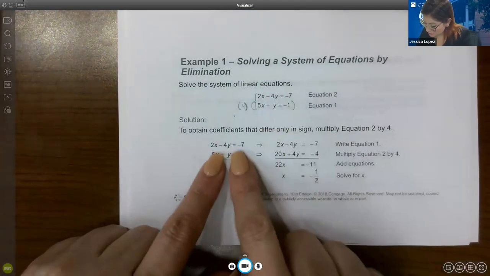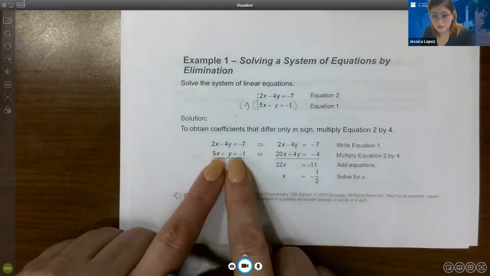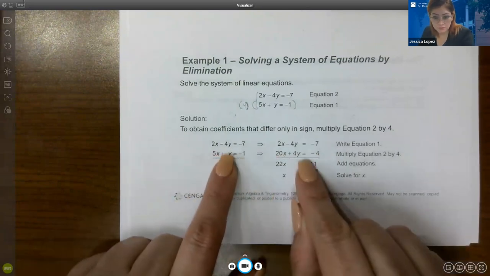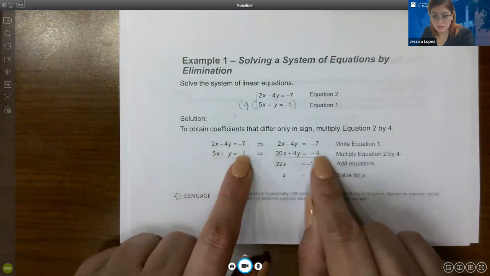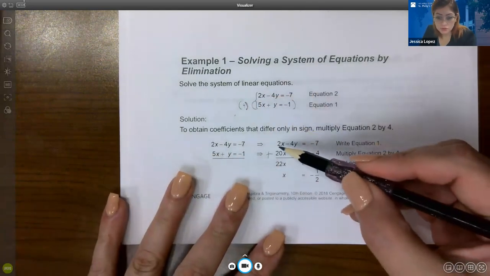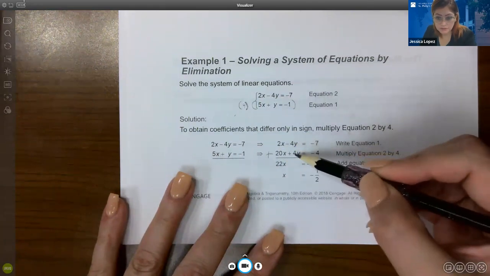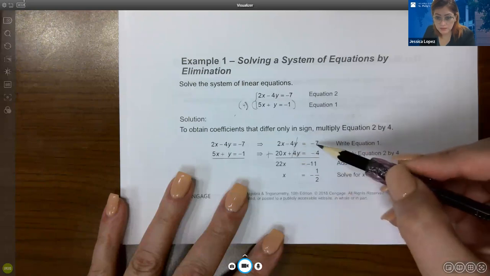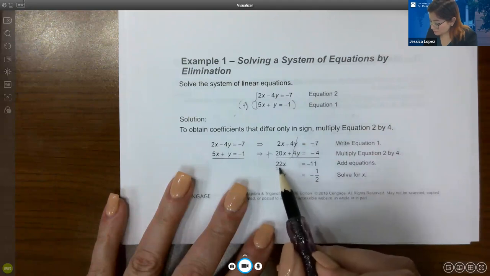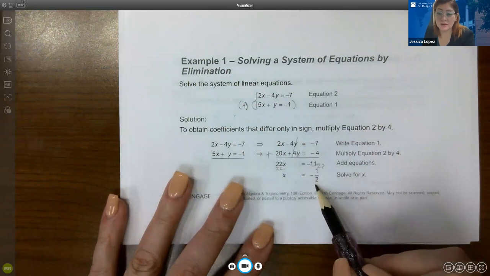They took this equation and the top equation stayed exactly the same. And the bottom equation, if I multiply everybody by 4, this becomes 20x, this becomes 4y, and then this becomes negative 4. And then if I add the two equations together, 2x plus 20x is 22x, negative 4y plus 4y will cancel, and then negative 7 plus negative 4 is negative 11. And then you could divide both sides by 22, and it looks like they reduced that fraction to negative 1/2.